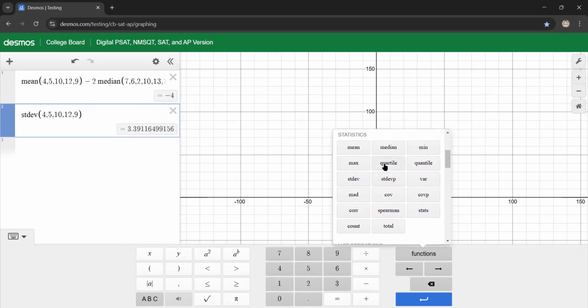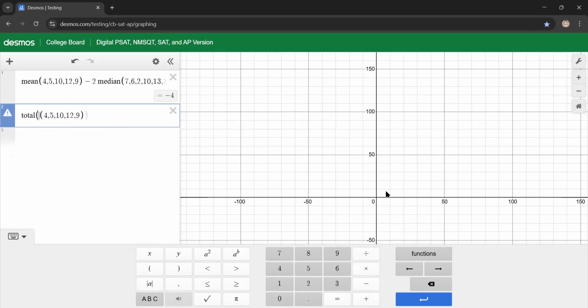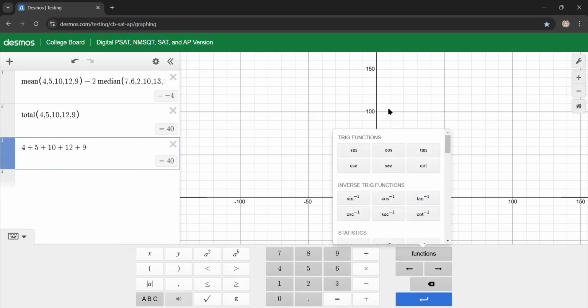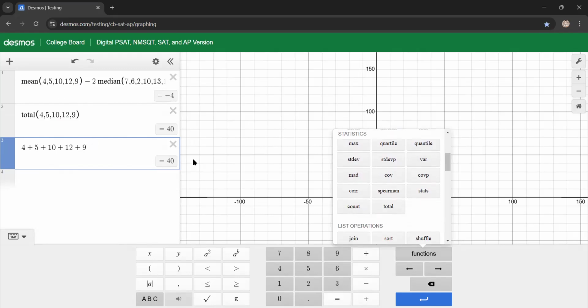Besides standard deviation, you have quartiles, interquartiles. Not much useful, but yes, you can find them. Total is just the sum of the numbers. Let's say I am doing the total. Now, total you can just do by using the plus sign. Like I have these numbers. Let me just type them in. 4 plus 5 plus 10 plus 12 plus 9. That's your total. Okay, this is what the total is doing. But yes, sometimes you might already have a list and you want to find the total sum. Like in mean, you want the sum. Use total.